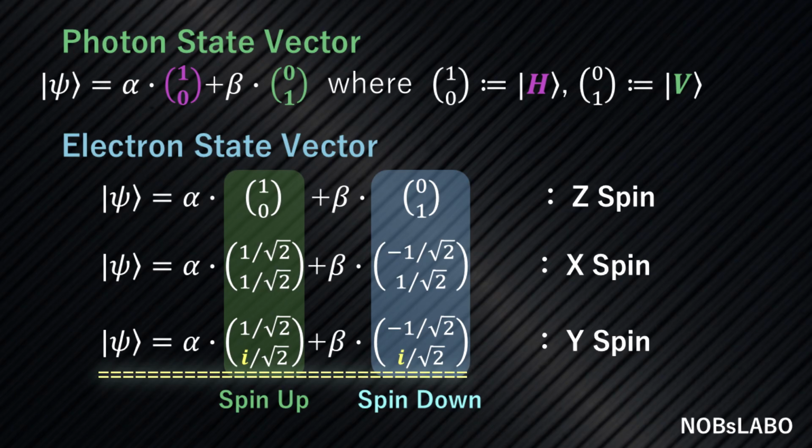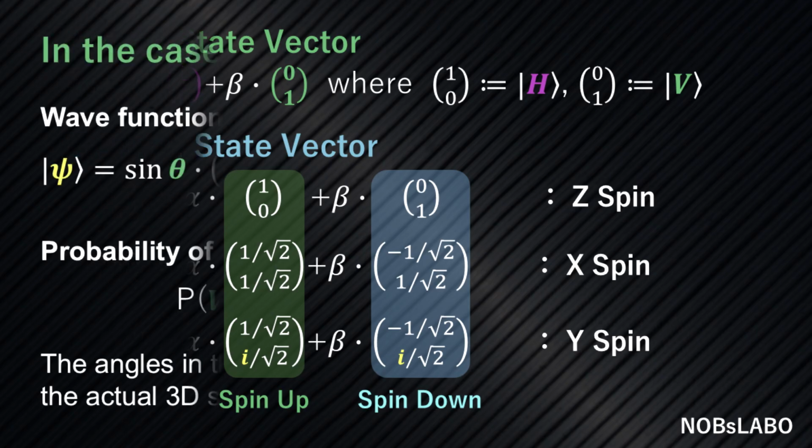In fact, the two coefficients alpha and beta of the state vector are complex numbers, each with an imaginary axis, and each variable of the state vector can also be a complex number. I'm not going to go into this subject of complex spaces any further in this video.